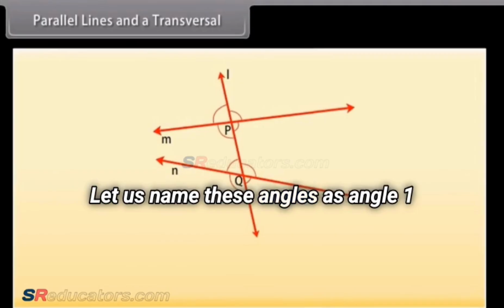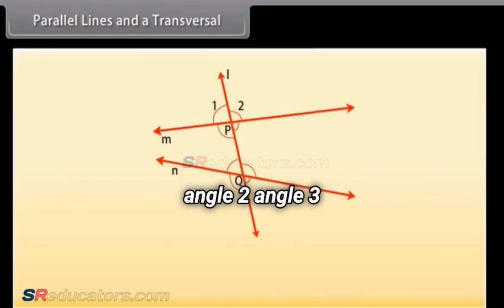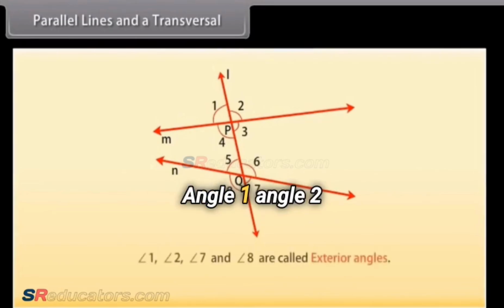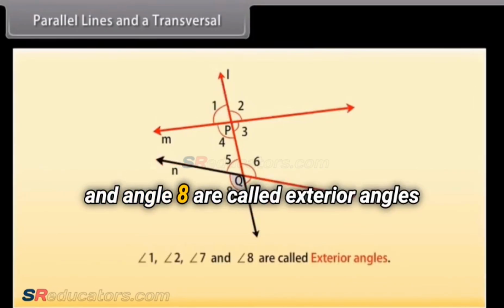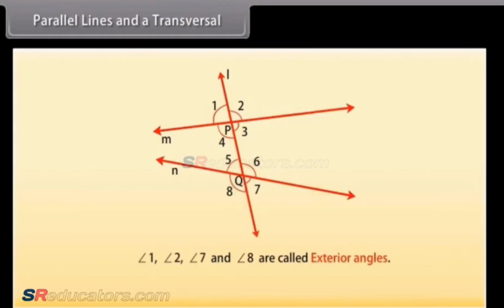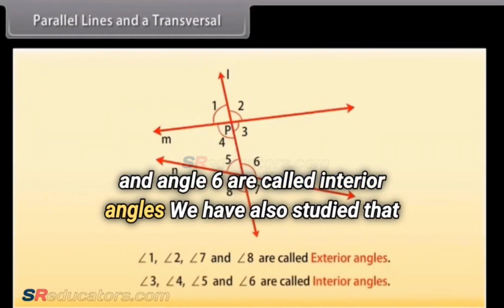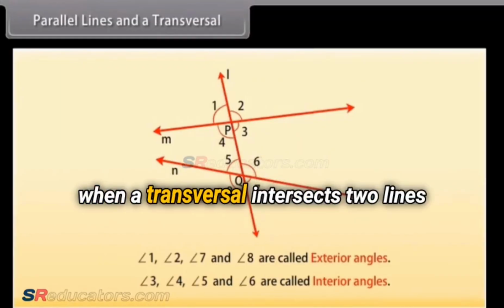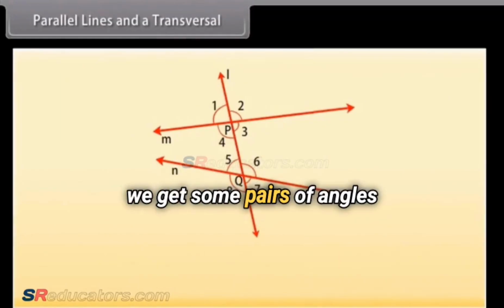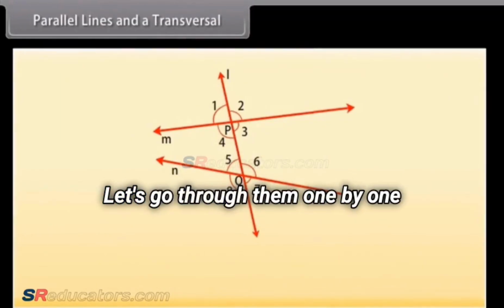Let us name these angles as angle 1, angle 2, angle 3, angle 4, angle 5, angle 6, angle 7, and angle 8. Angle 1, angle 2, angle 7, and angle 8 are called exterior angles, while angle 3, angle 4, angle 5, and angle 6 are called interior angles. We have also studied that when a transversal intersects two lines, we get some pairs of angles. Let's go through them one by one.